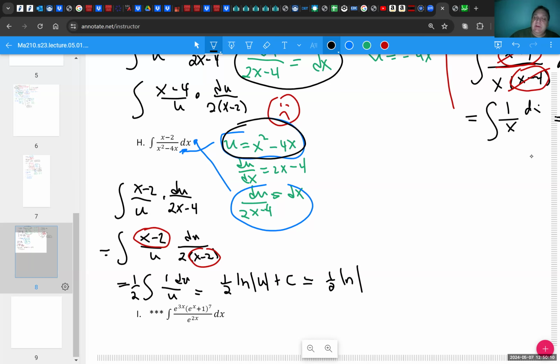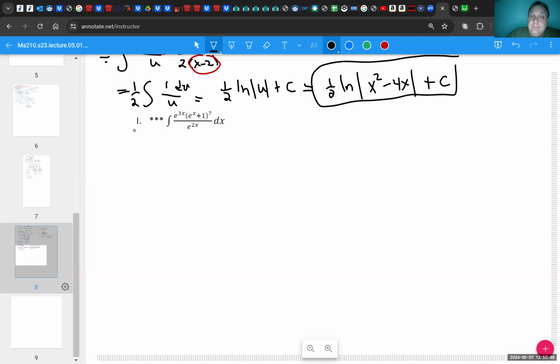All right, so once again, I'll invite you to try letter I. See if you can come up with a good substitution idea. There's an e to the 3x and an e to the 2x. Those seem to be able to simplify right away. And then I have e to the x plus 1 to the 7th. Now, multiplying e to the x plus 1 7 times, I do not want to do.